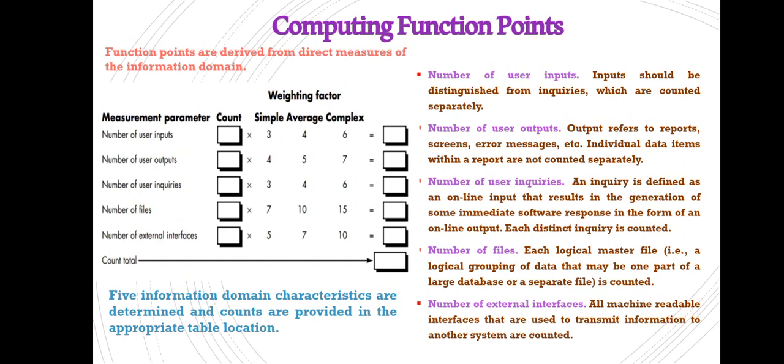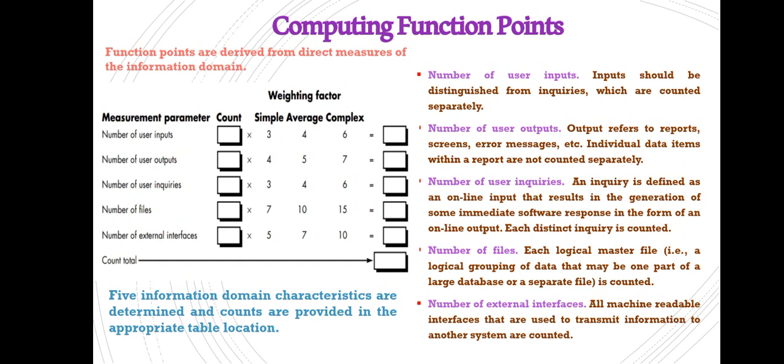The next parameter is number of user inquiries. An inquiry is defined as an online input that results in the generation of some immediate software response in the form of an online output. Each distinct inquiry is counted. Here we are considering every inquiry of the user which is taken as an online input, and the process will be generated, and according to it the response is collected in the form of an online output. So every inquiry is distinct and it is counted here.